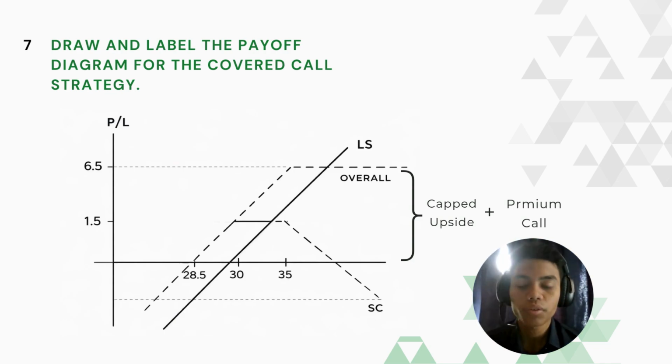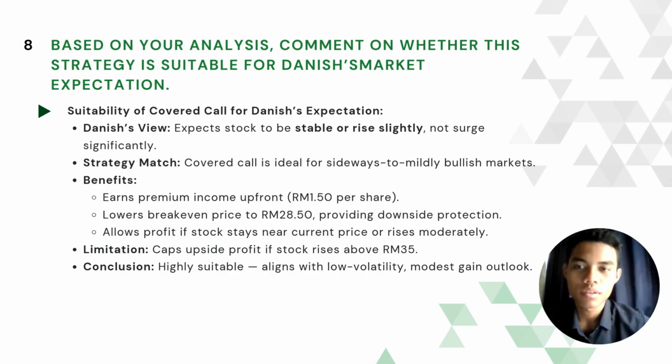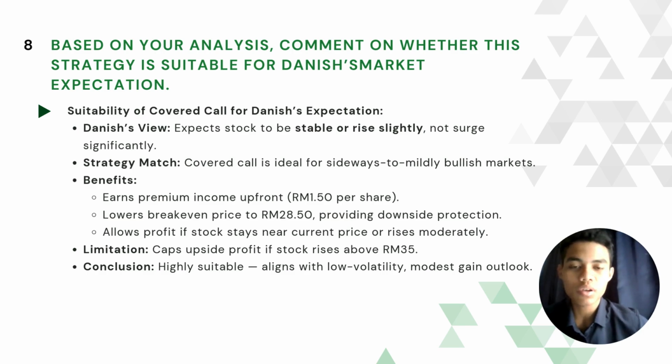So the maximum profit we can get here is 6.5 ringgit, and 1.5 is the premium for the long stock. Based on this strategy, this strategy is suitable for the niche because with the sideways market, they expect that the price will not go significantly higher. So this is good because the niche can get additional income and protect their price from falling with the premium of 1.5 ringgit.